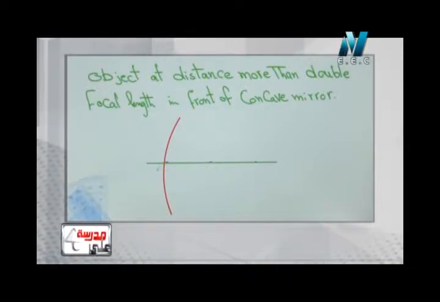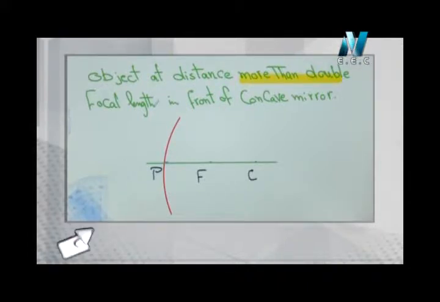Number one, we have here P, we have F, and here we have C. In this problem, the object is at distance what? Distance more than double focal length. From P to F is the focal length, from F to C another focal length. So the object is at distance more than double focal length, meaning after the center of curvature. So the object is here.